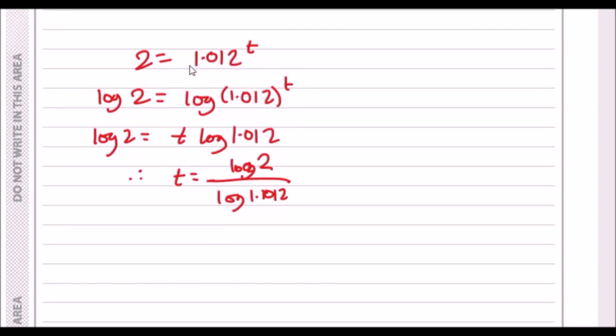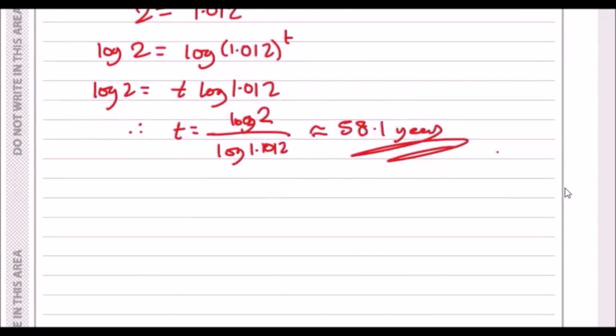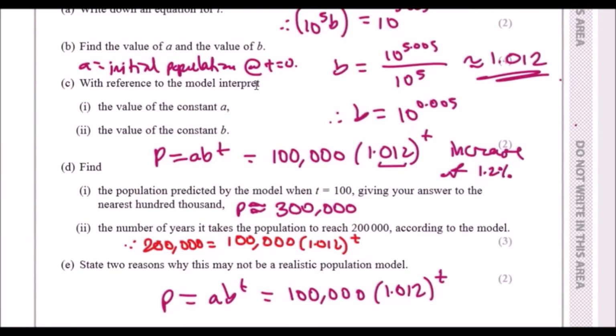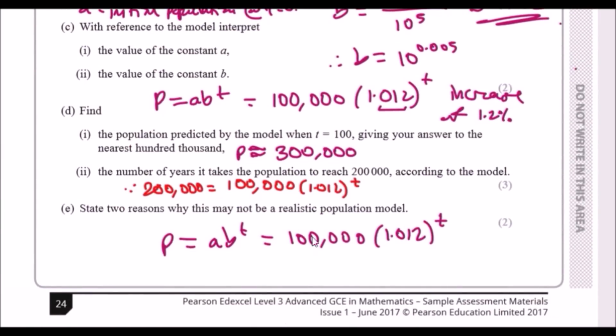Sorry, I sound a bit tired here because I've just been doing this non-stop. Putting this in the calculator, what do we get? You get log 2 over log 1.012. You can actually use the natural log as well, so you don't have to use this all the time. But anyway, this should take roughly, to 1 decimal place, 58.1 years. Okay. And now finally, I just realized I missed a part. Looking back here, we still have part E. This is easy.